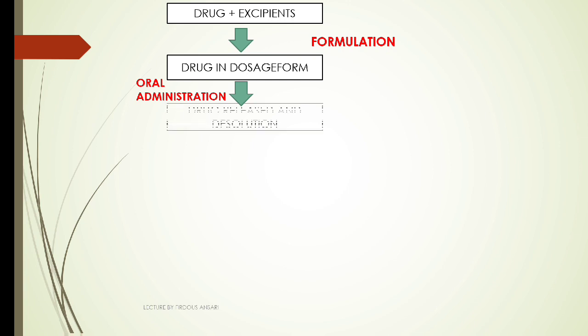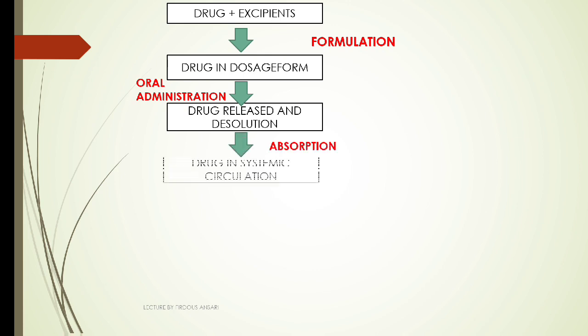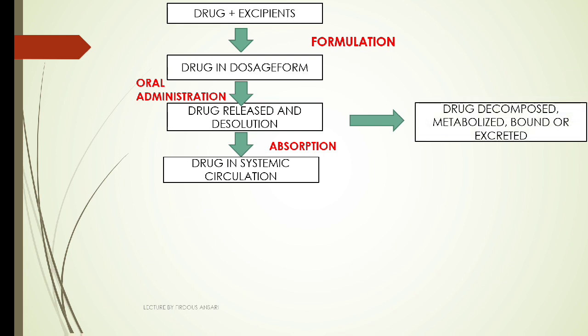So what will happen? In the GI tract, the drug will be released. Suppose it is a solid dosage form, it will first undergo disintegration and then dissolution, and depending upon its hydrophilicity, it will get dissolved. That is known as dissolution. Once dissolution has occurred, it will finally lead to absorption. Absorption means the drug will move into the systemic circulation. But there are chances that in the gut itself, the drug may undergo decomposition, be metabolized, bind, or be excreted out.